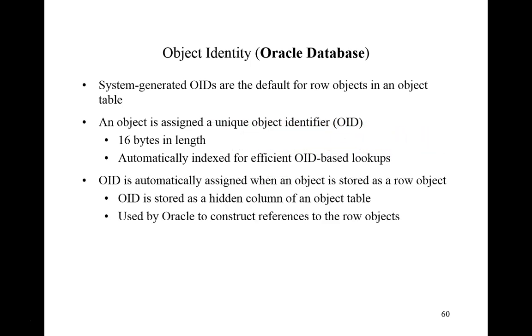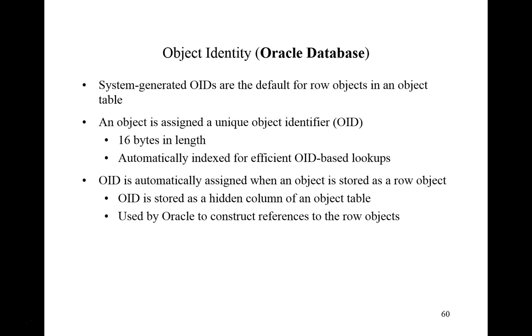The OID is automatically assigned when an object is stored as a row object. The OID is stored within a hidden column of an object table. It's not intended for users to access this because it really has no meaning or relevance to them. So Oracle does not really provide direct access to the internal structure of the object identifiers because this is something that could change over time. Oracle could change the way they represent the OID.